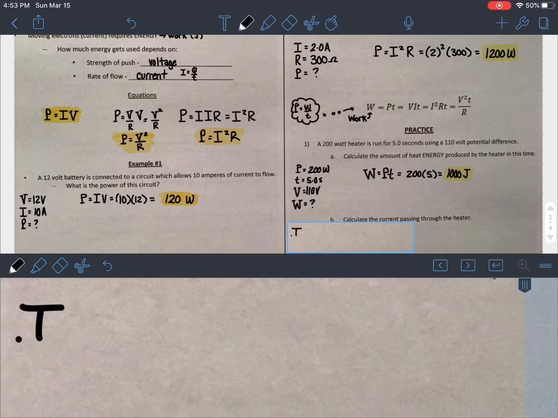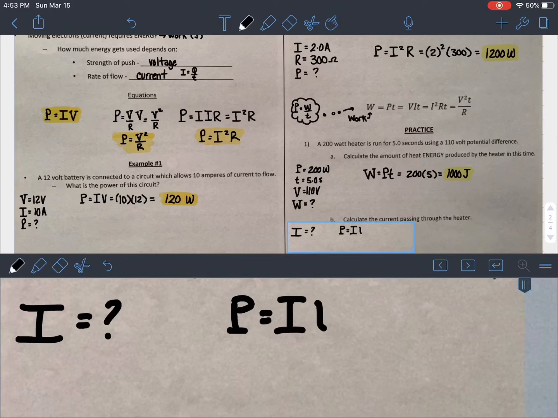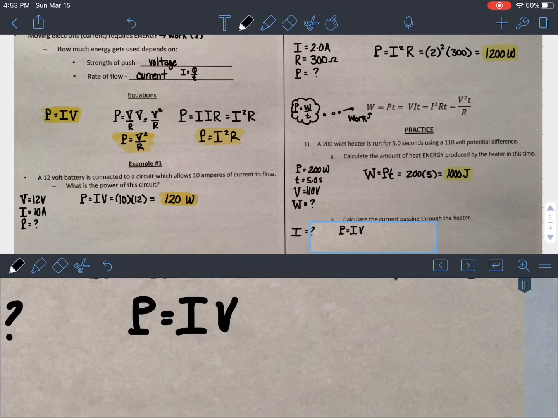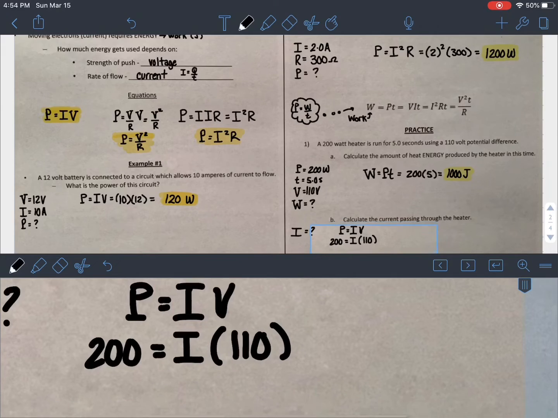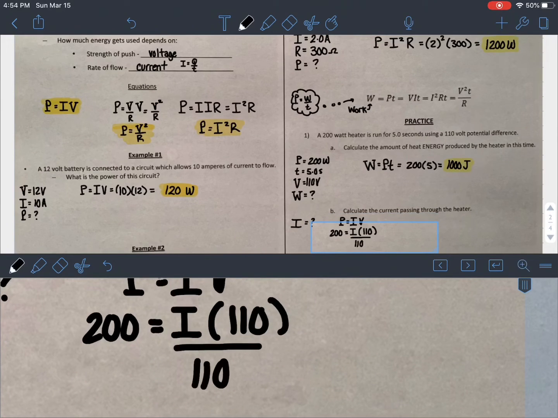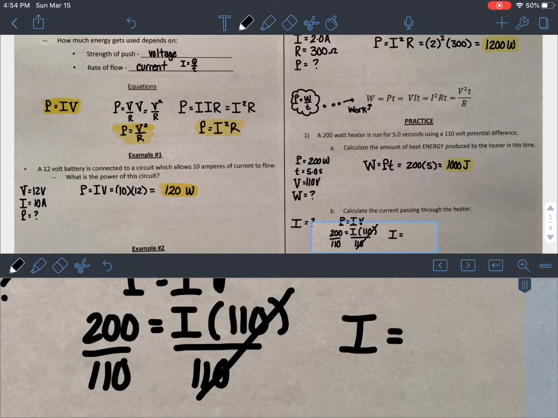Calculate the current passing through the heater. So this is giving us a new thing. Current is question mark. We can use any of the equations we've found so far, as long as we have the other two variables. If we use P equals IV, we do have the power, we do have the voltage, and we'll use the multiplicative inverse to move 110 to the other side and solve for current all alone, and you will get 1.82 amperes. There we go. 1.82 amperes. Ta-da!